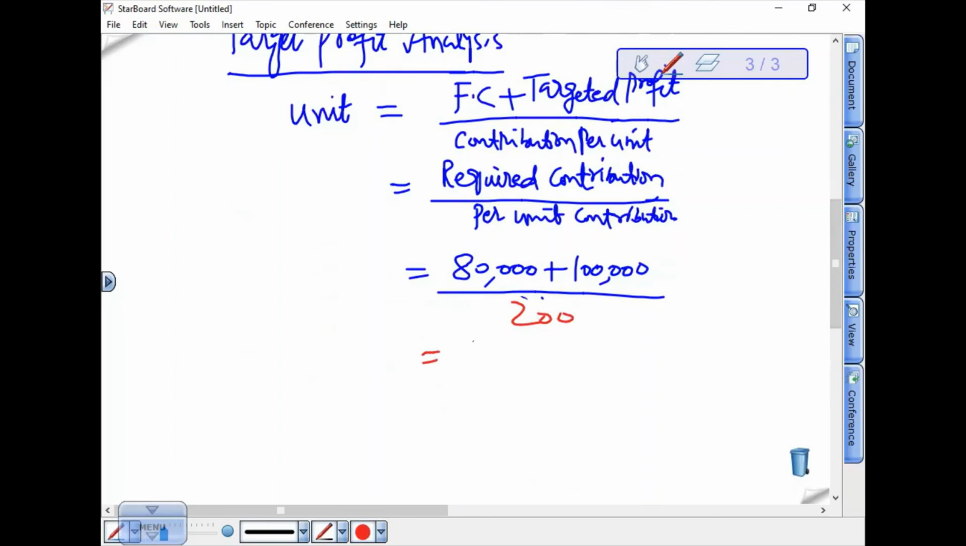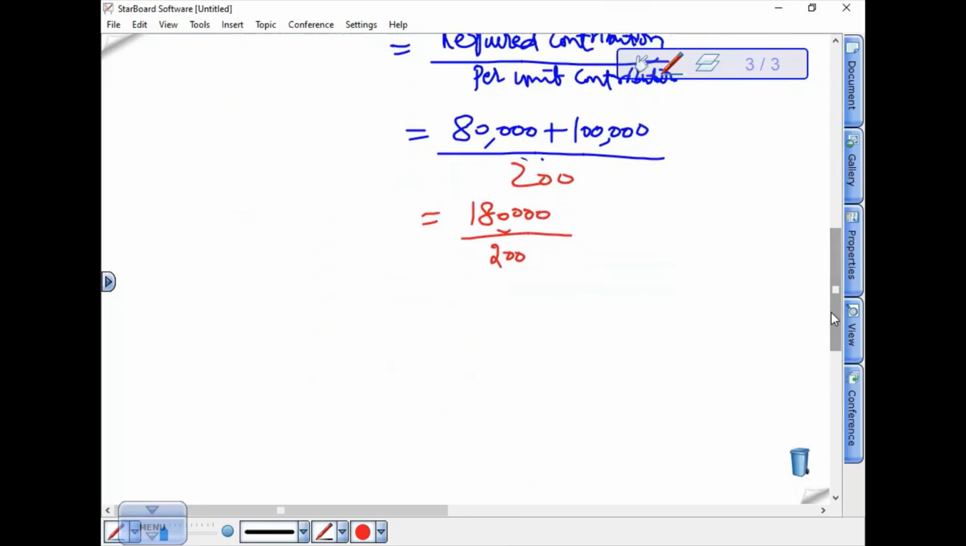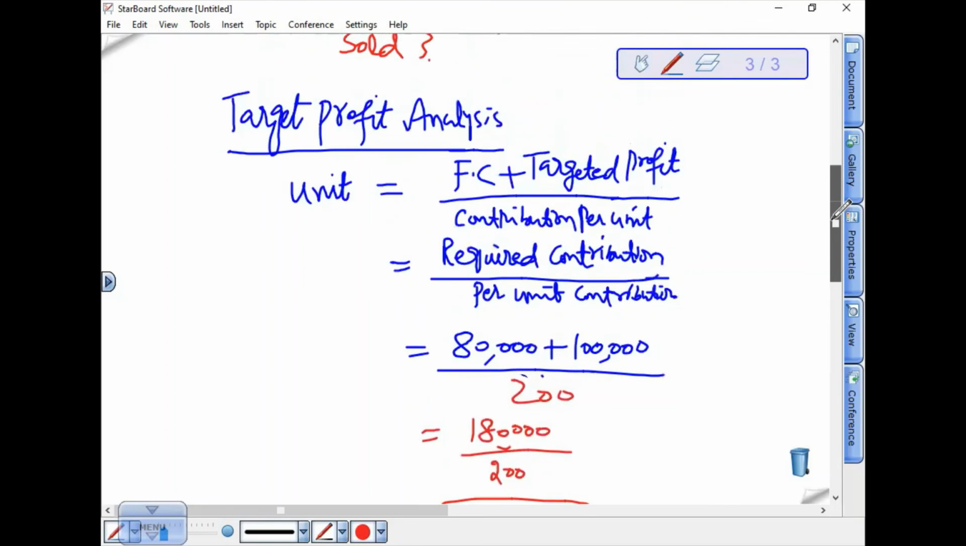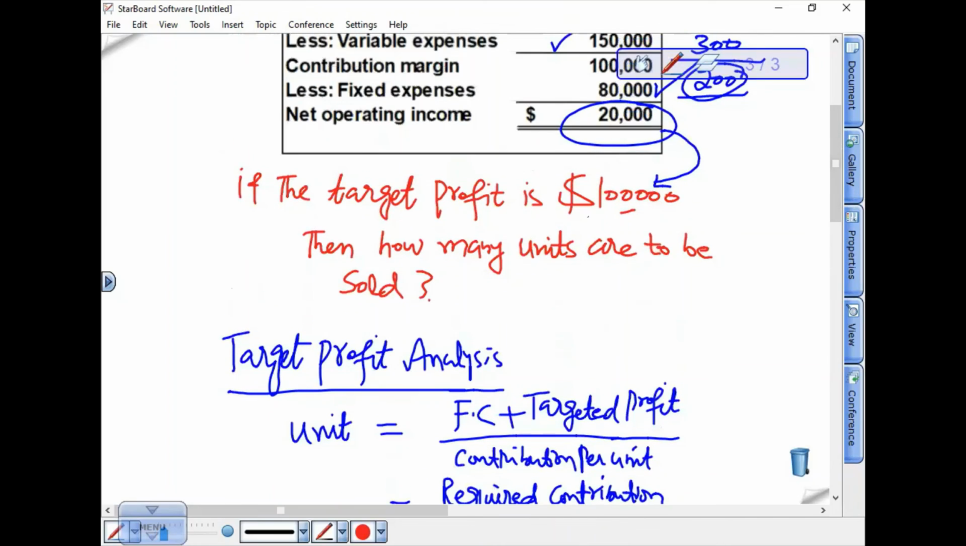Okay. Now 180,000 is our required contribution, and per unit contribution is 200. How many units can we sell in order to make 100,000 profit? So 180,000 over 200. So exactly we need to sell 900 units or 900 bicycles to make the profit exactly equal to our target, which is 100,000.